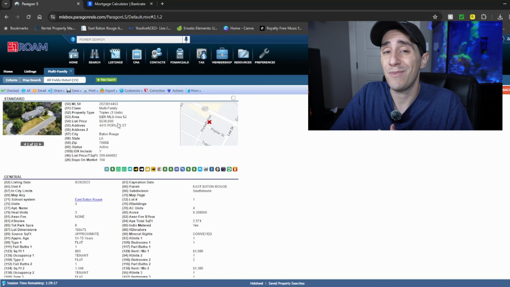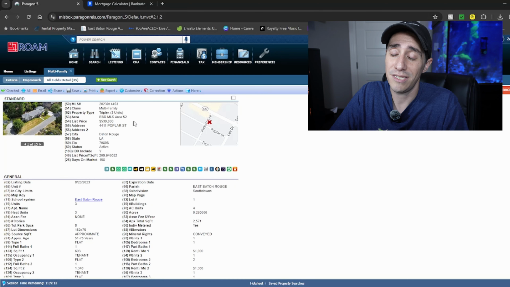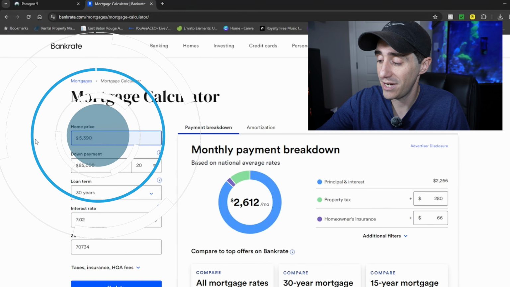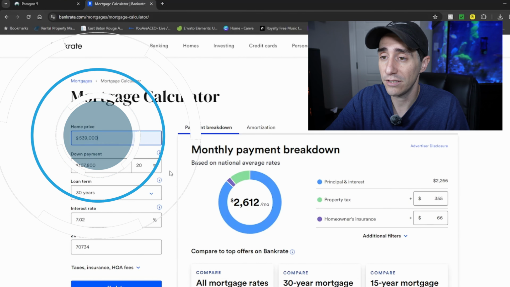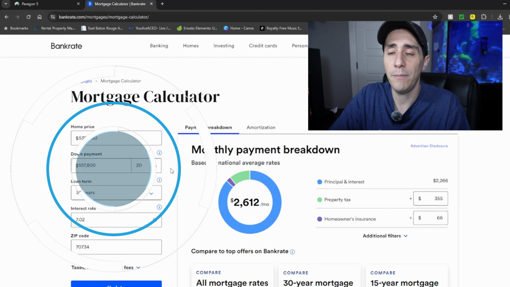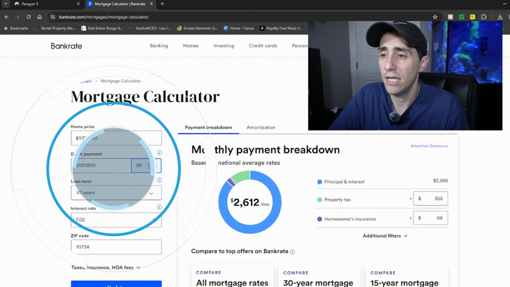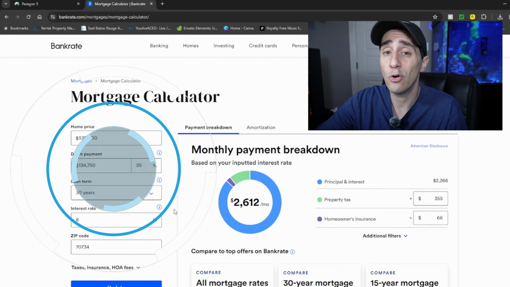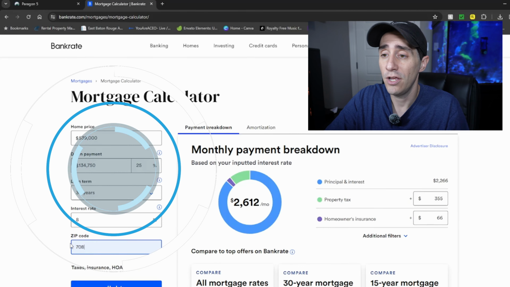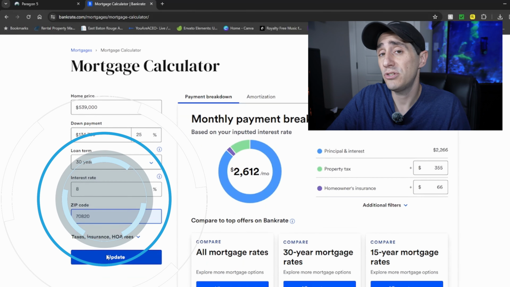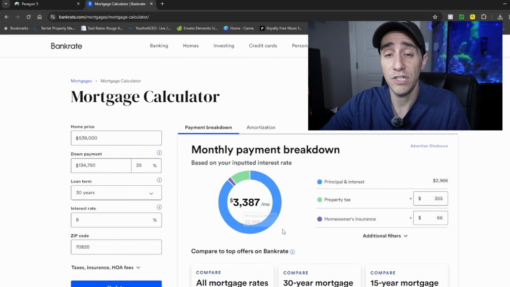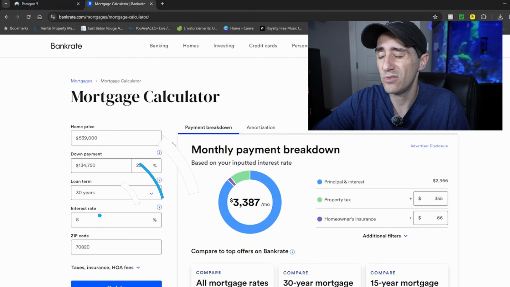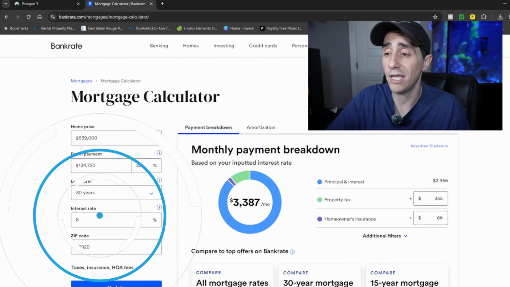So I'm gonna head over to my favorite website, Bankrate. You can use whatever sites you like, but I love this one because it's very simple. So again, the purchase price is $539,000. Typical down payment is 20 to 25%. Let's assume that we are going to do a normal 25% down, 30-year term. Now the interest rate right now for conventional investment property loans is right around 8%. So let's go with that.